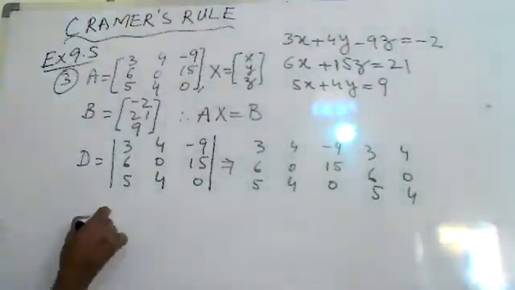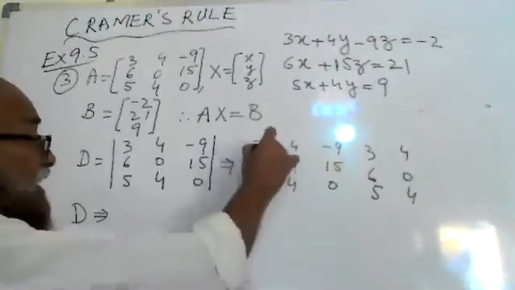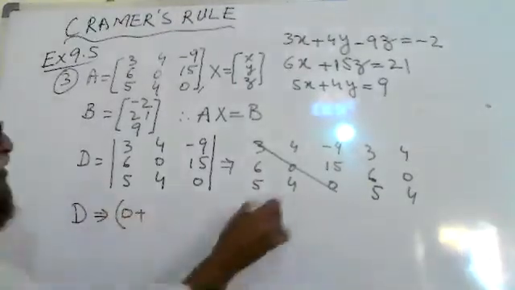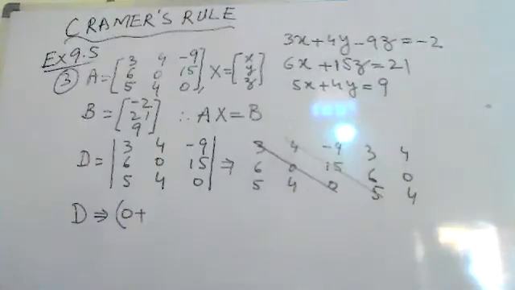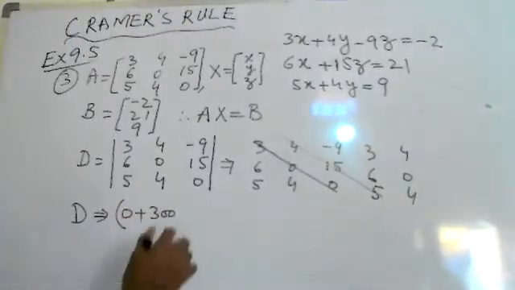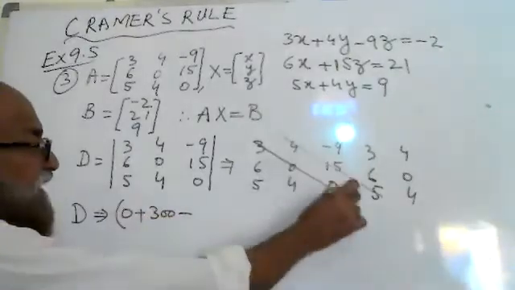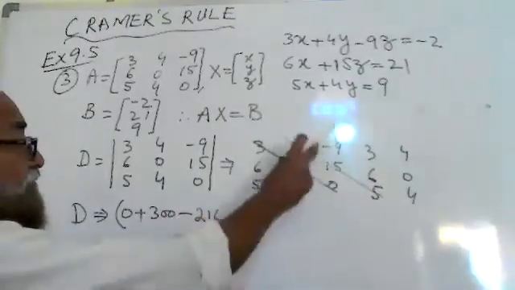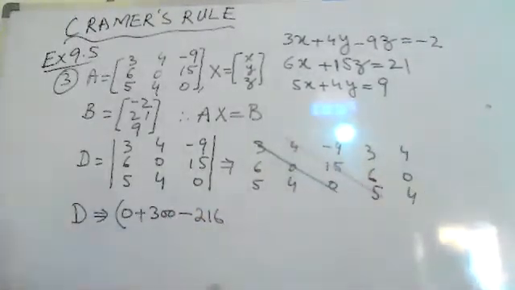तो क्या हो जाएगा? D will become 3 into 0 into 0 will be 0, plus 4 into 15 into 5, 4 into 15 into 5, 300, minus 9 into 6 into 4, 4 into 6 will be 24, 24 into 9, 216. Minus 216, ये माइनस है एक साइन, माइनस इंटू प्लस विल बी माइनस.